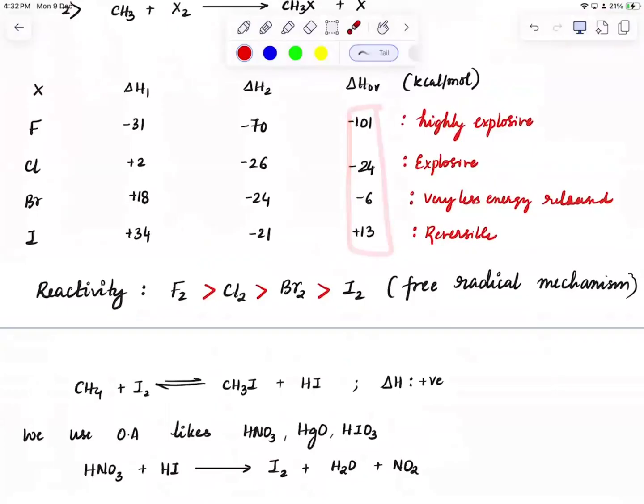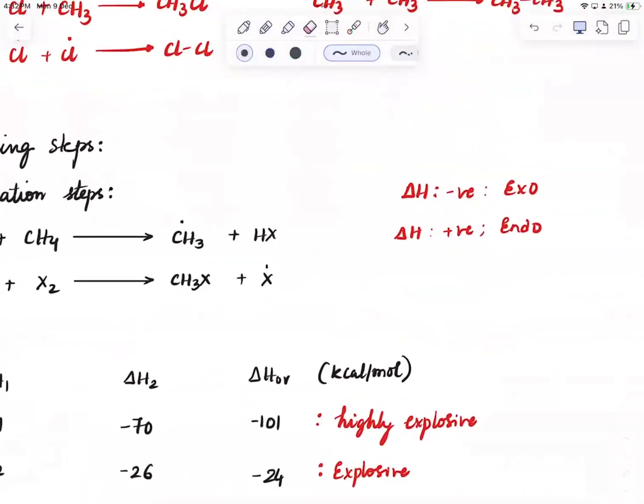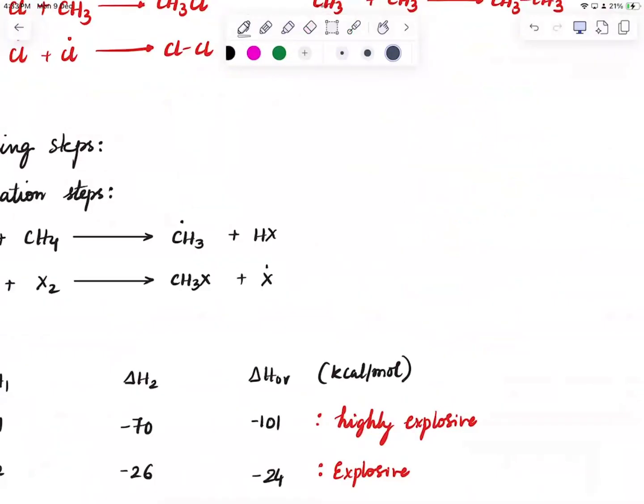Now you might wonder, sir, why we are relating delta H for spontaneity of the reaction. Usually we should see delta G, right? Delta G is Gibbs free energy. Now notice this one. Suppose if we have delta H and delta G, right? So then what do we need to check here? Check once here.